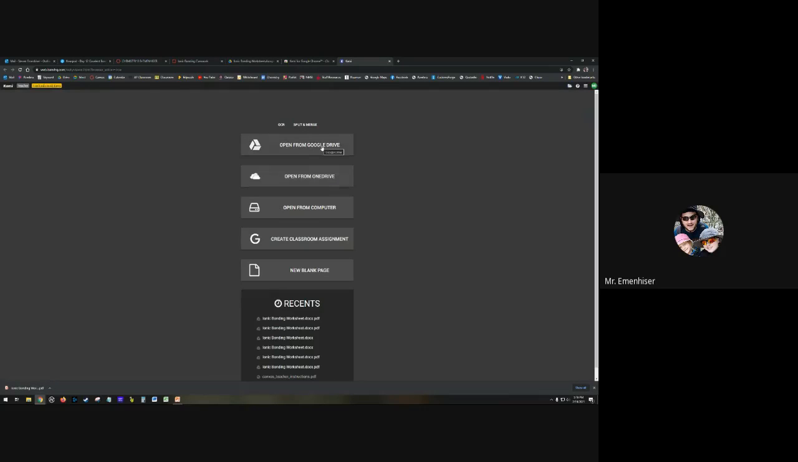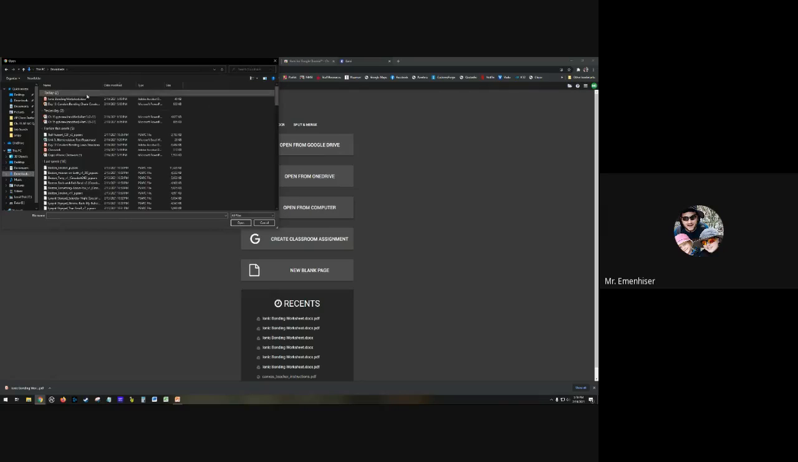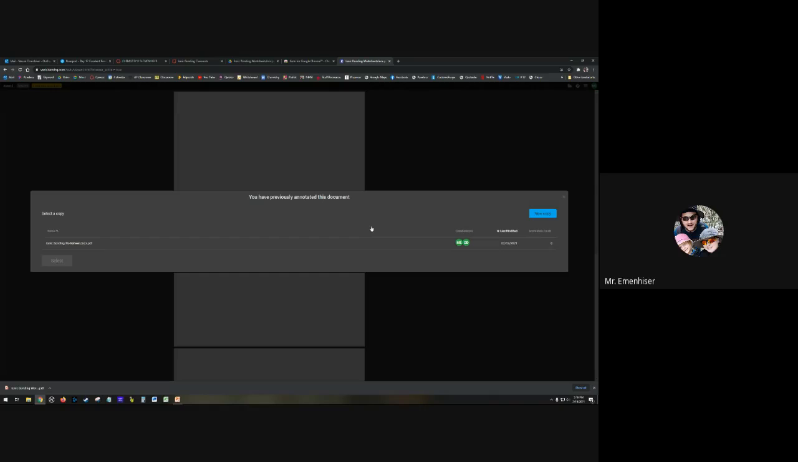You can open it from Google Drive. So if you got a Chromebook and you don't have hardware or local hard drive space on the computer, and you just have virtual Google Drive, then you can use that. But I'm going to open it from my computer. I'm going to go to my downloads. There we go. I'm going to click it. Click open. It will open it.